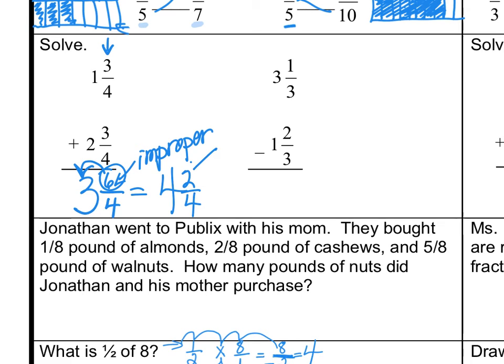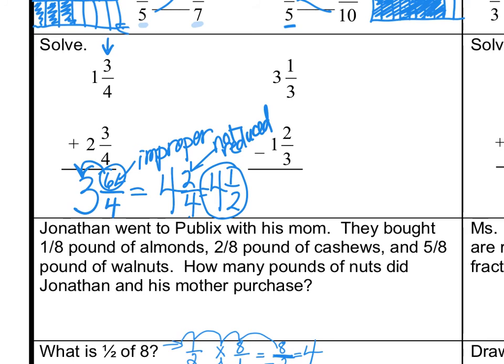However, this is not reduced, and you may have missed a point for that too on your tests. There's a better way to say 4 2/4. 2/4 is the same as 1/2. So half of 2 is 1, half of 4 is 2. So 4 1/2 is really the best answer.